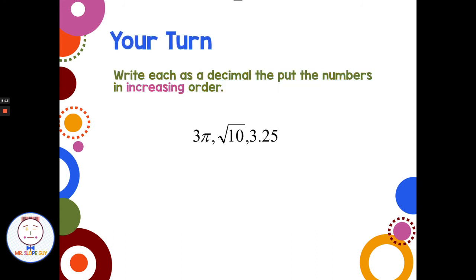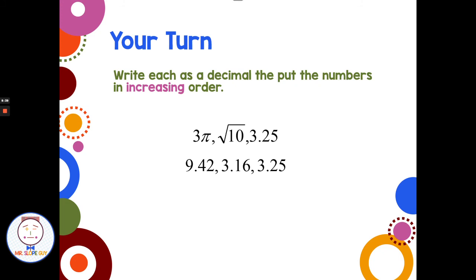All right, you guys change each of these to decimals and write them in increasing order. So increasing order means they're getting bigger from left to right. So pause the video here, come back and see how you did. All right, so 3 pi, we're going to change that to a decimal, 9.42. The square root of 10, 3.16. And 3.25 is already in decimal form.